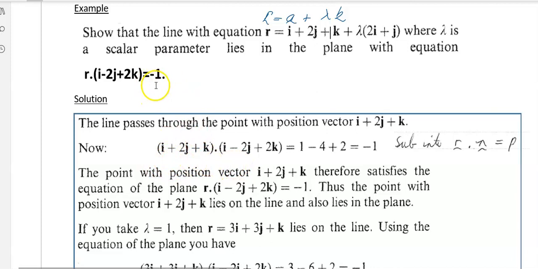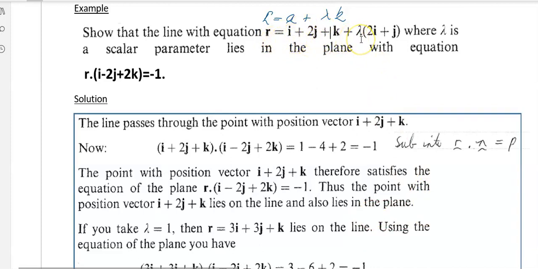I'm hoping to get minus 1. If I get minus 1, then I know that this point definitely lies on my plane. So I put it in, and when I do the dot product, I get 1 minus 4 plus 2, which is equal to minus 1. So we have shown that the point with position vector i plus 2j plus k therefore satisfies the equation of the plane. Thus, the point with position vector i plus 2j plus k lies on the line, and also it lies in the plane.